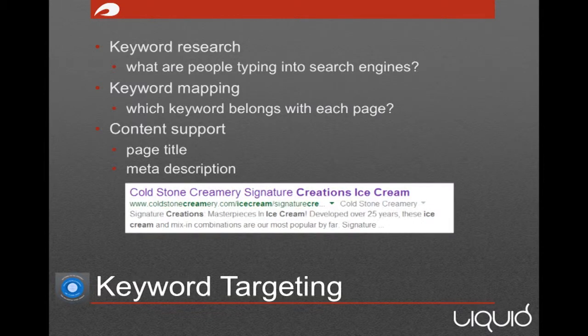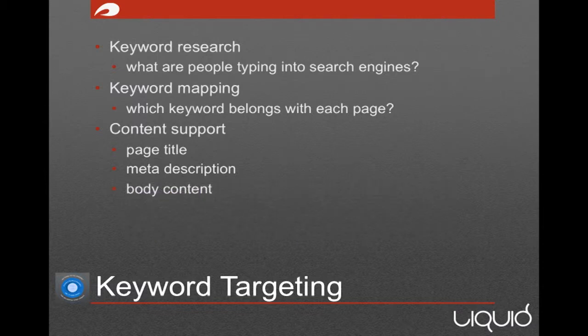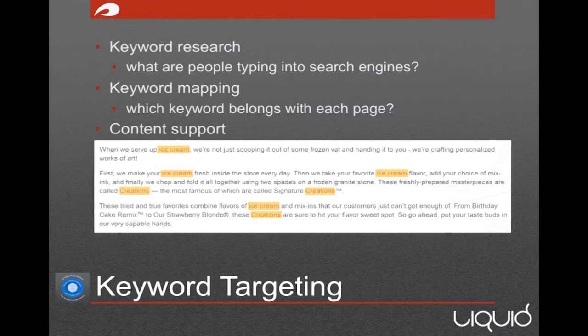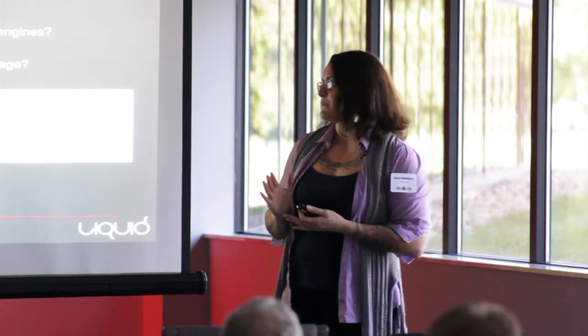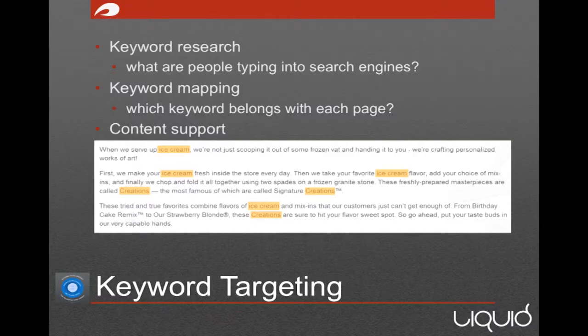Again, going back to that Cold Stone page, this is how it shows up in the search engine. This is your page title, this is your meta description. Again, it's using all of those keyword support systems that are sending those signals to search engines. Body content: this is the content on that page. And you can see ice cream creation shows up several times, not necessarily all together, not necessarily an exact match, but this is what we mean by content support.